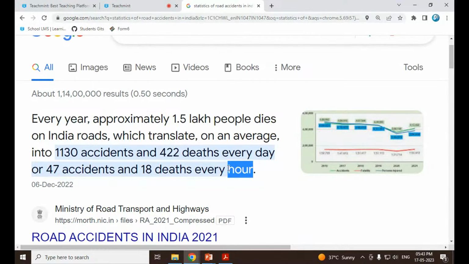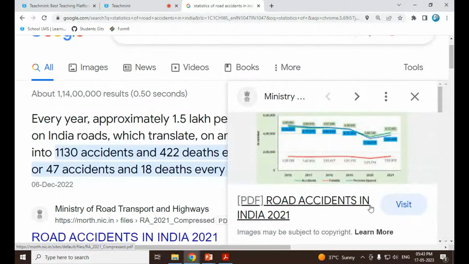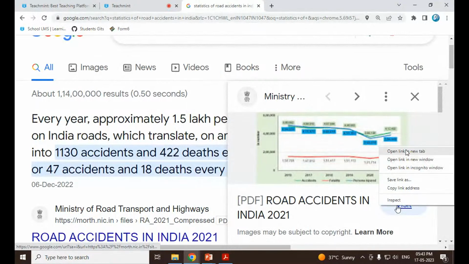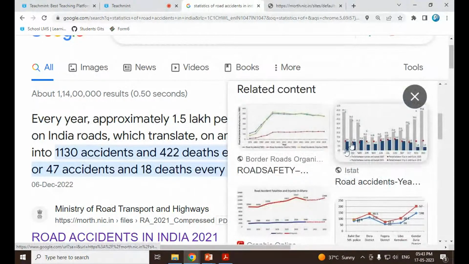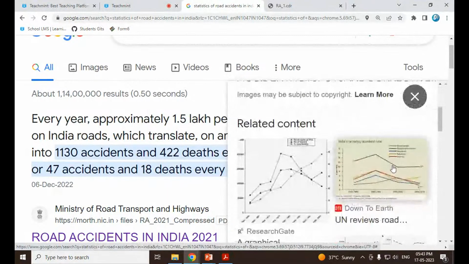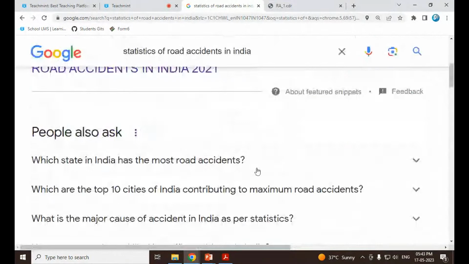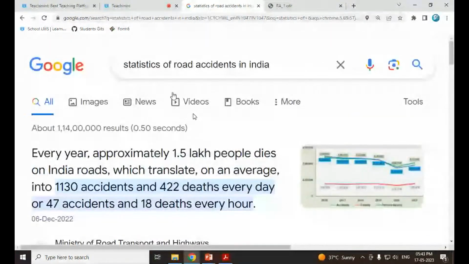So these are my filters: every hour, every day, and on an average. All right. On an average, they are just taking these numbers, and that could be translated like this. And those kinds of statistics will be available online with different graphs. This is your line graph. Okay.